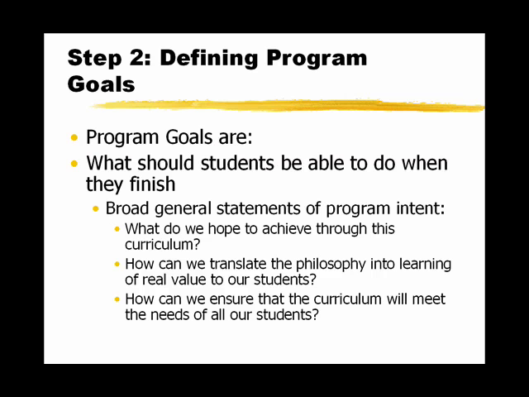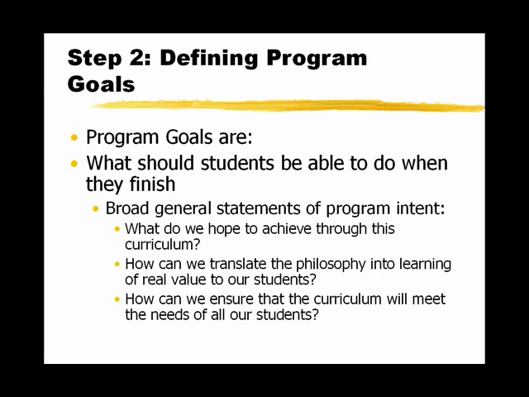So once you're done with step 1, developing your program philosophy, the next thing you want to do is define your program goals. Program goals are what the student should be able to do when they finish the program. When you get done with this program, you should be able to do this, this, this, or this. When the student is done with the 7th grade, they should be able to do this, this, this, and this, physically, cognitively, and affectively. These are broad general statements of the program intent.